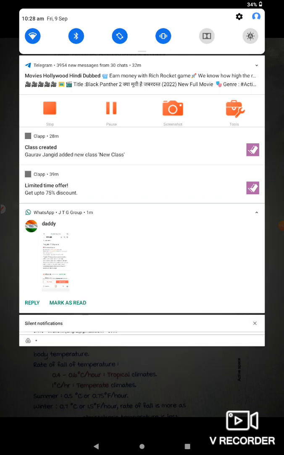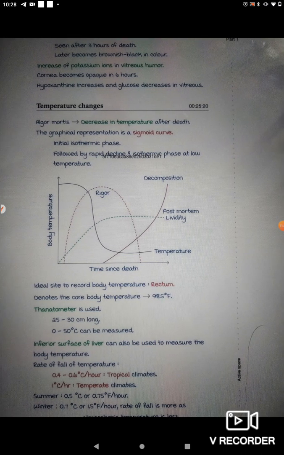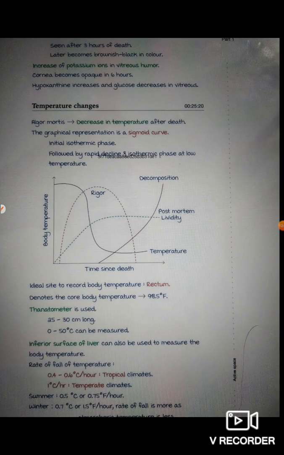We will see what the temperature changes are. We will see algor mortis. Algor mortis is a decrease in temperature after death. It shows a sigmoid curve. Initially there is an isothermic phase, followed by a rapid decline, and it again becomes isothermic at low temperature.